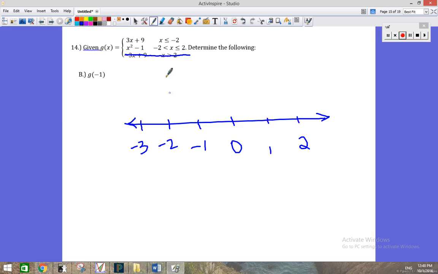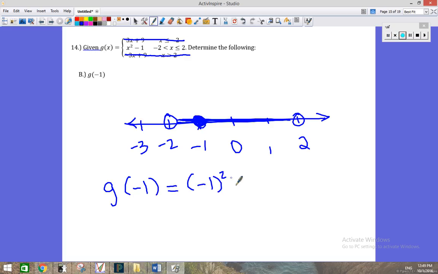So negative 2 to positive 2 is this region. When our number is in this region, we use the middle equation. So x equals negative 1 is right here, and that's in that region. So we're going to use this middle equation. When g is negative 1, this says to take negative 1 and square it and subtract 1. Well, that's 1 minus 1. So we get 0. Alright.